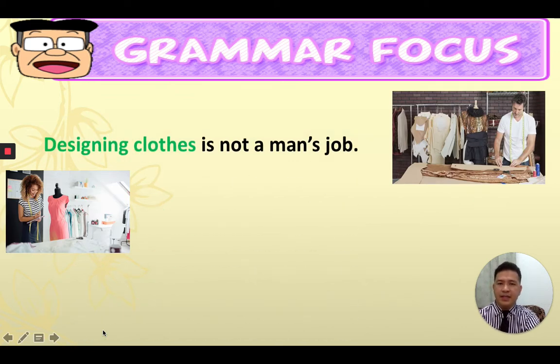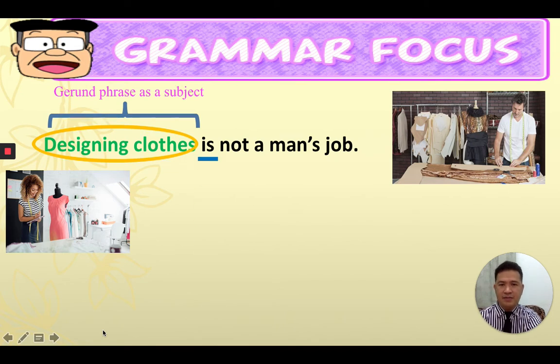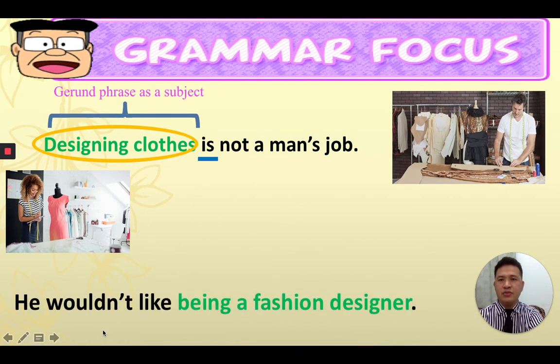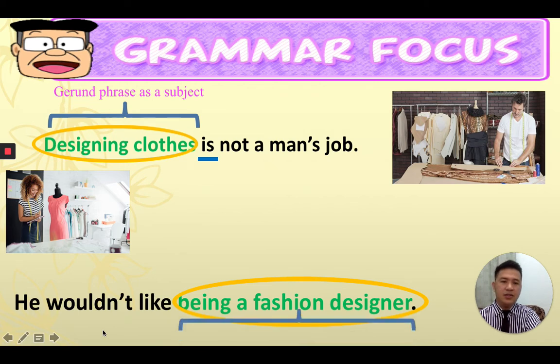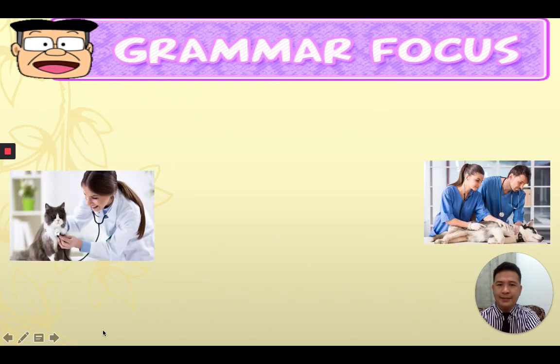The third one, designing clothes is not a man's job. Designing clothes here is our gerund phrase as a subject, and is is our main verb. How to change this into gerund phrase as an object? It will be, he wouldn't like being a fashion designer. Being a fashion designer here is our gerund phrase as an object, and this is our main verb, wouldn't like.